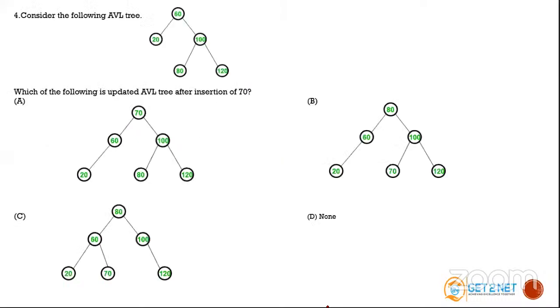So let's move on. Consider the following AVL tree. This is the AVL tree. Okay. This part is the AVL tree. Say which of the following is the updated AVL tree after insertion of 70. 70 is inserted. Okay. So which one is the updated one? Say me in these 4 options, what will be the correct option?